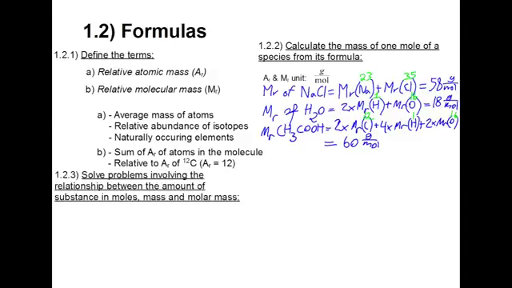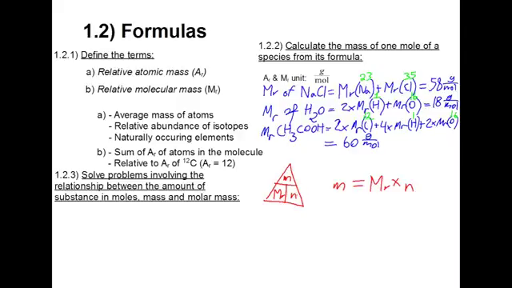Okay, so the next point we will take a look at is 1.2.3, where I have to solve problems involving the relationship between the amount of substance in moles, mass, and molar mass. And the formula we'll be using is the mass is equal to the molar mass times the number of moles. If you want some help calculating these, you form this triangle where you have mass on top, and then on the bottom you have molar mass and number of moles.